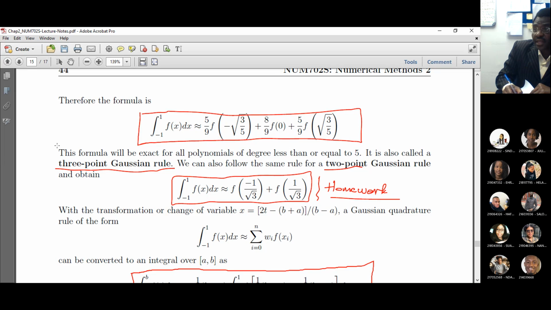(5/9) f(-√(3/5)) plus 8/9 f(0) plus 5/9 f(√(3/5)).